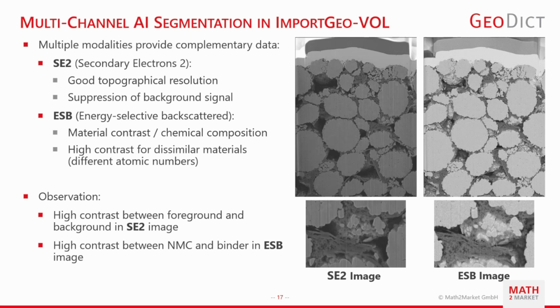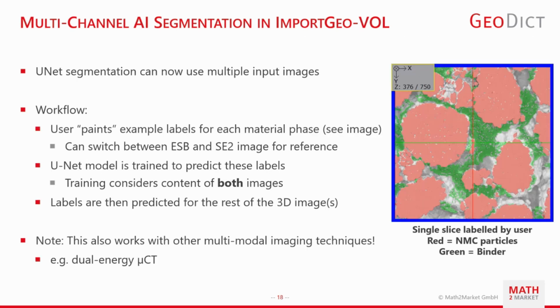And so we have high contrast of the structure and the foreground from the background on the SE2 image, and we have high contrast between the high atomic number materials and the low atomic number materials on the right. And of course, the goal is to use a neural network model to label and reliably segment those materials between the pore space, which in this case is unlabeled, the cathode grains, which in this case is the flesh or salmon color, and then the binder material, which is in green.